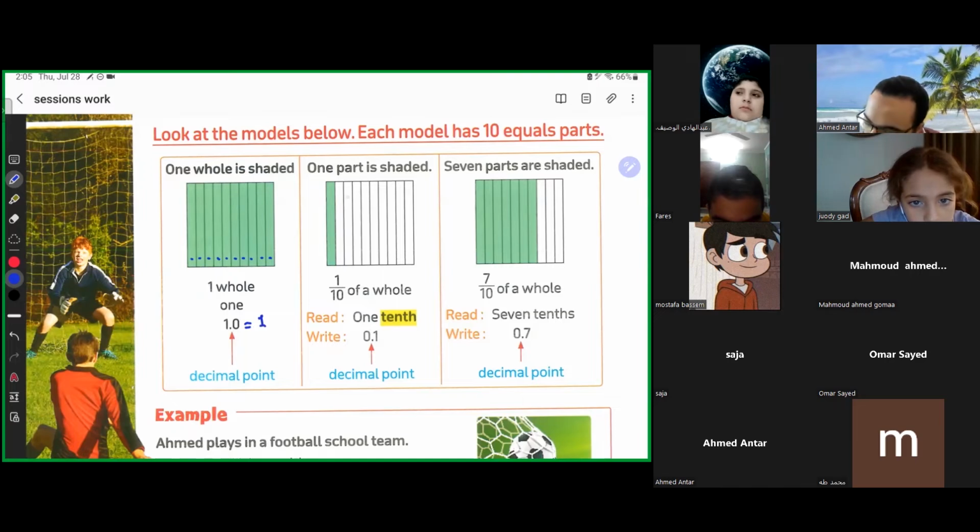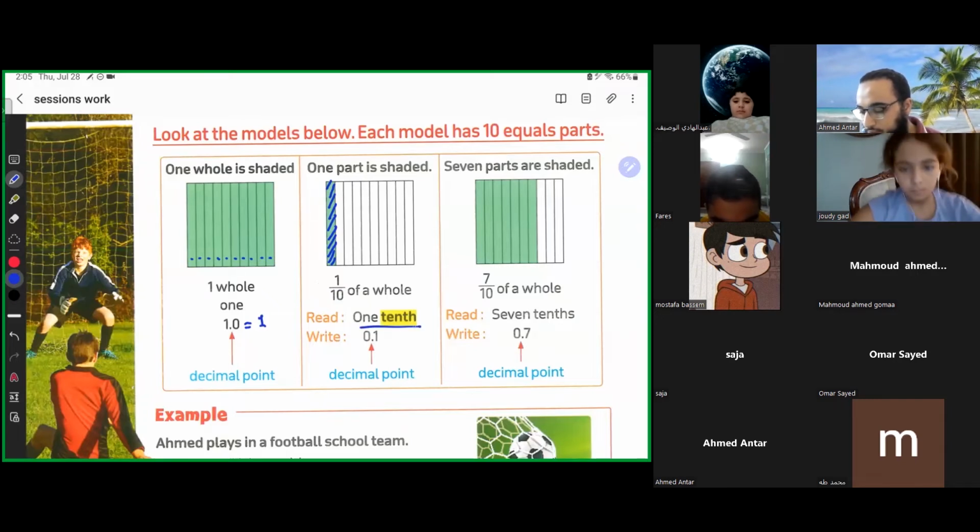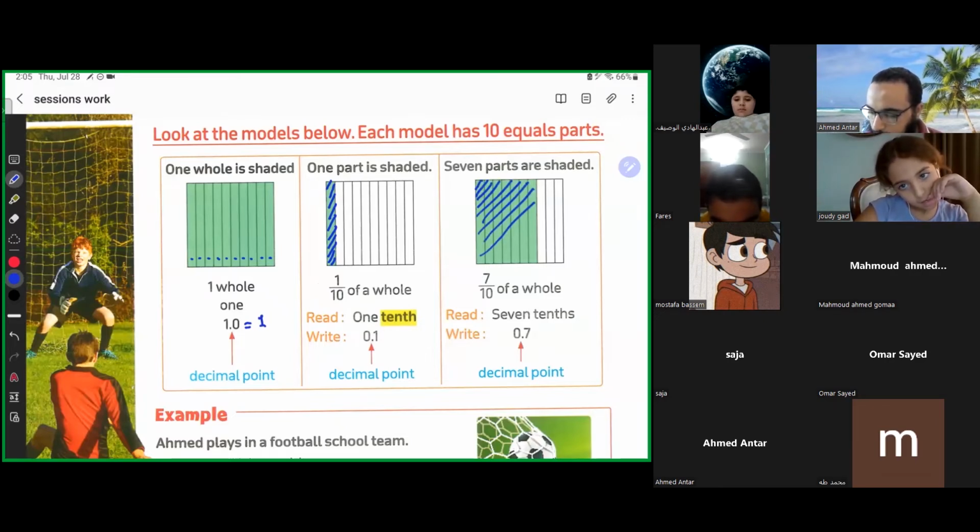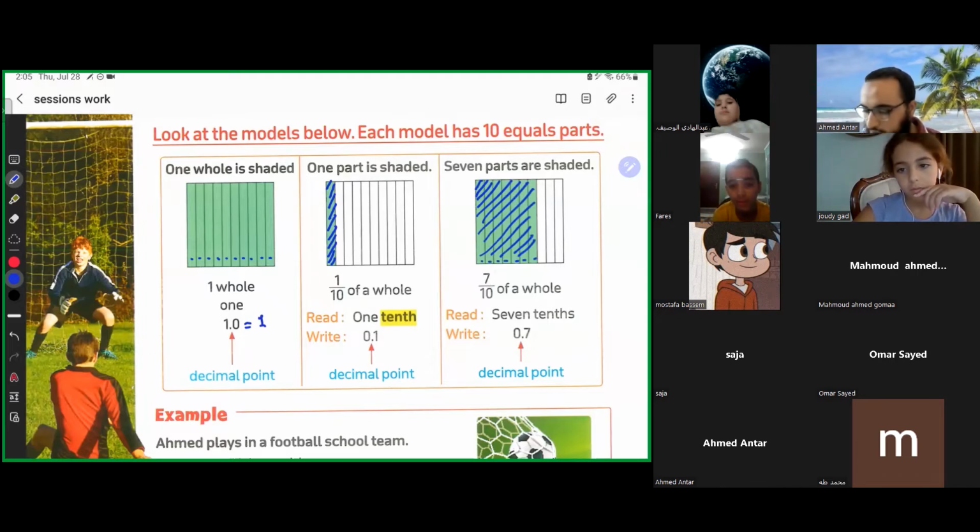So if we take only one part of the 10 parts, right now it's 1 out of 10 parts, so it's 1/10 of the whole, and we can read it as 1/10 or 0.1. If we took 7 parts like that: 1, 2, 3, 4, 5, 6, 7. So it's 7 out of 10. It's 7/10 or 0.7, and so on.